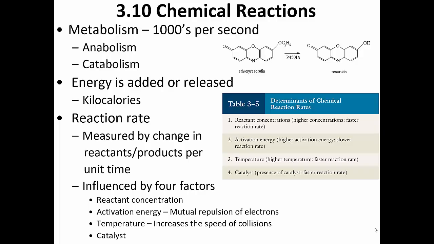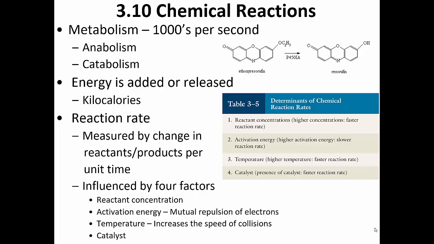There are both anabolic reactions that occur within the cell. These are reactions that are putting portions of a molecule together to create new molecules, and there are catabolic reactions that occur within the cell, reactions that are breaking molecules down. In each of these reactions, energy is either added or released. This energy is measured in the form of kilocalories, and when we look at the overall reaction rate of these reactions, we can measure the speed of these reactions by the change in either the reactants or the products per unit time, as we'll talk about in just a moment when we conduct enzymatic reactions in vitro.